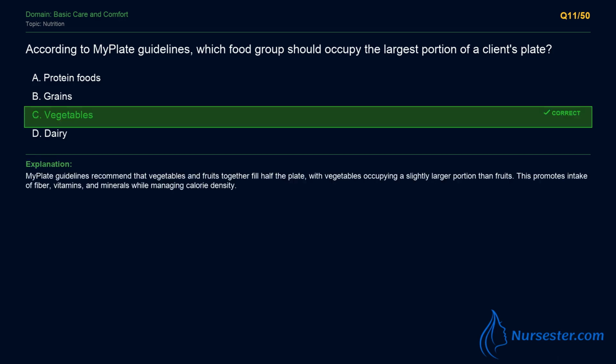The correct answer is C. MyPlate guidelines recommend that vegetables and fruits together fill half the plate, with vegetables occupying a slightly larger portion than fruits. This promotes intake of fiber, vitamins, and minerals while managing calorie density.